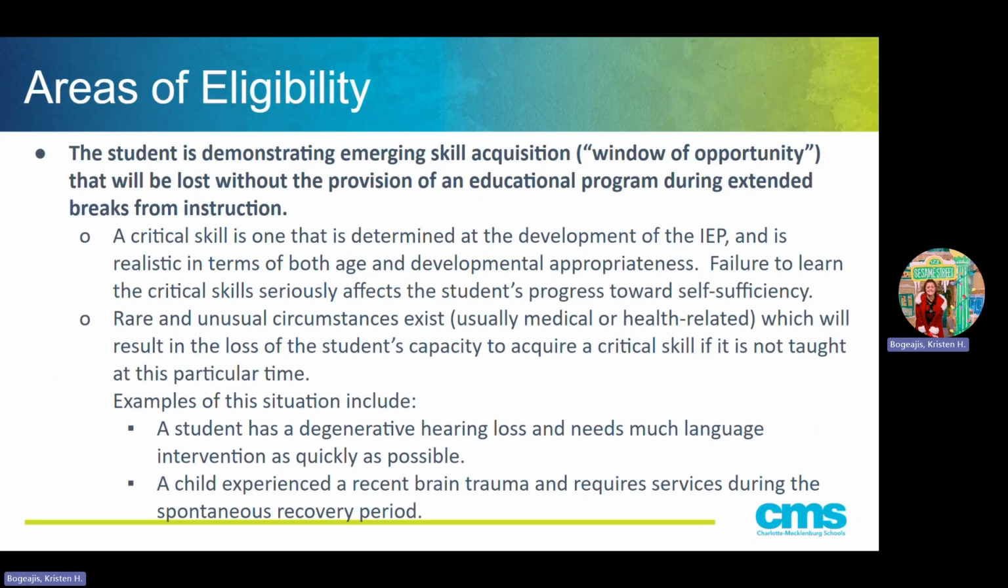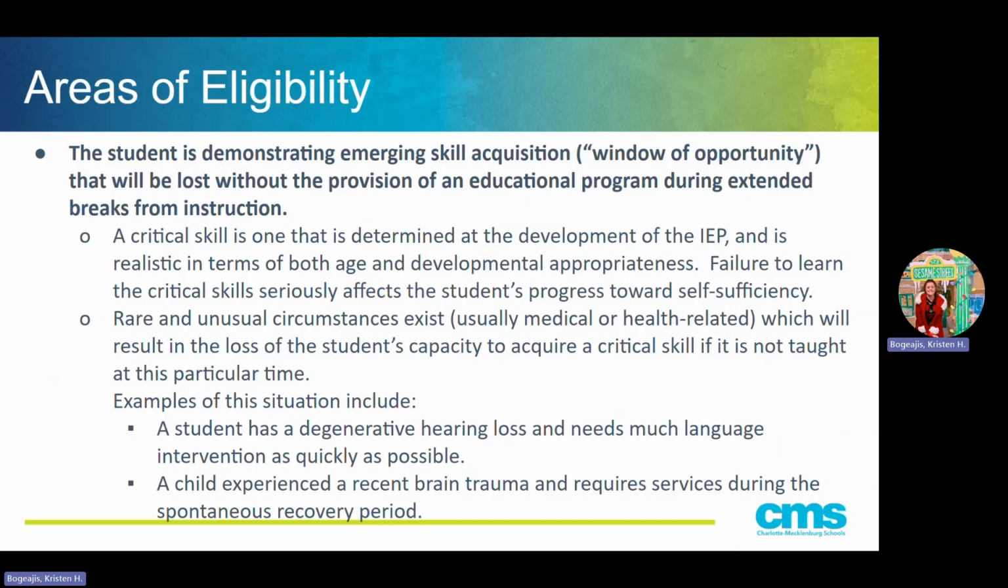And the last area of eligibility as an option reads, the student is demonstrating emerging skill acquisition or a window of opportunity that will be lost without the provision of educational programming during extended breaks from instruction. This would be a critical skill.